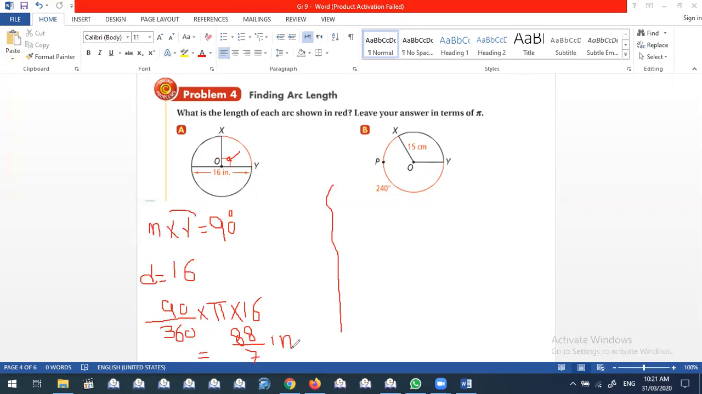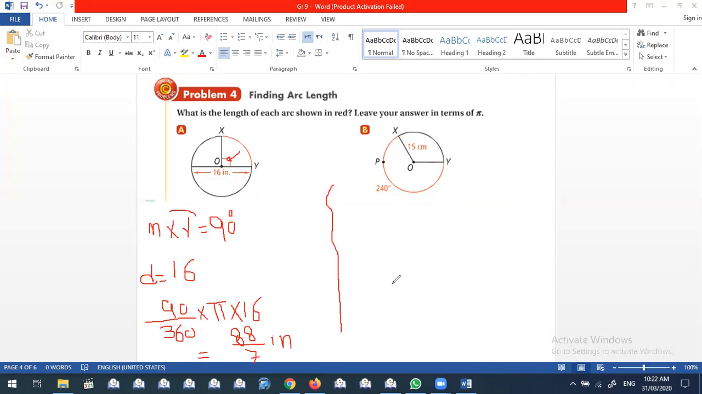If you use pi as 3.14, it will be the same answer or approximately so. It will be 12.56. If you use pi as 22 over 7 or 3.14, no problem.